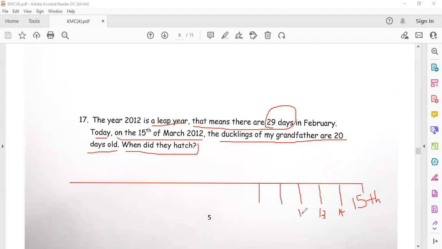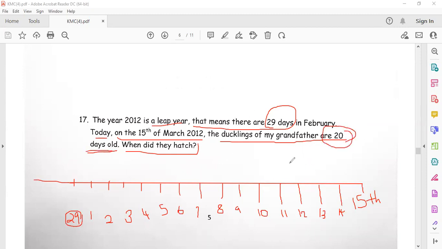Okay, 13th of March, 12th of March, 11th of March, 10th of March. Okay, go back some more. 9th of March, 8th, 7th, 6th, 5th, 4th, 3rd of March, 2nd of March, 1st of March. Now the day before 1st of March, this is where the tricky part is, this would be 29th February.